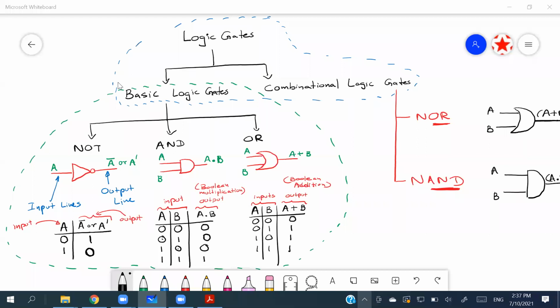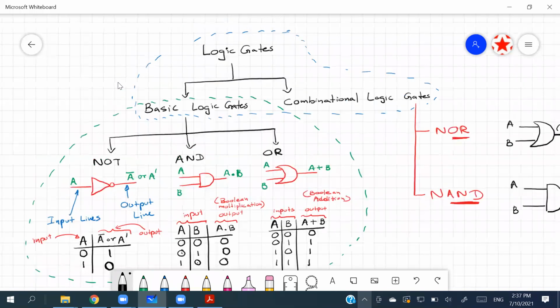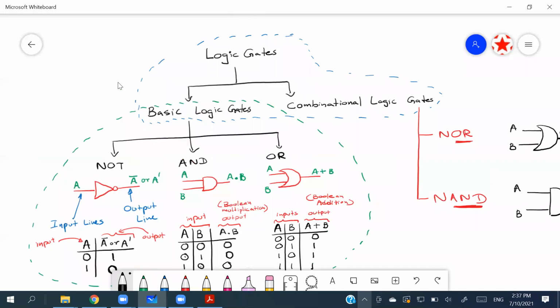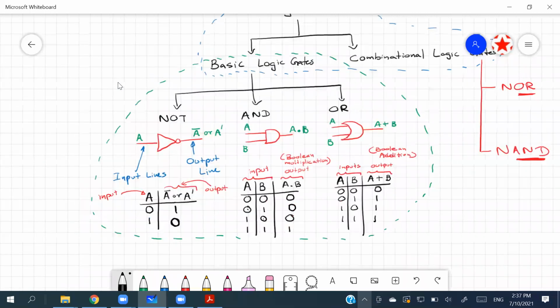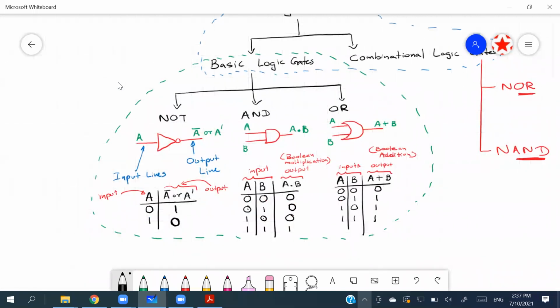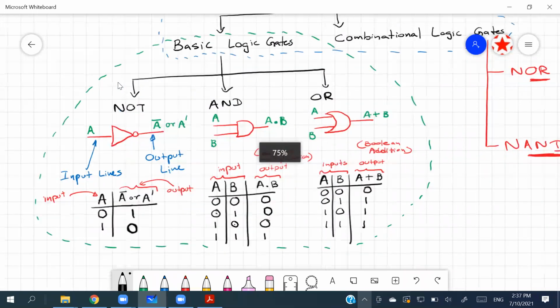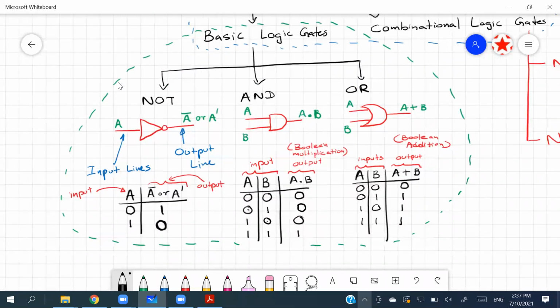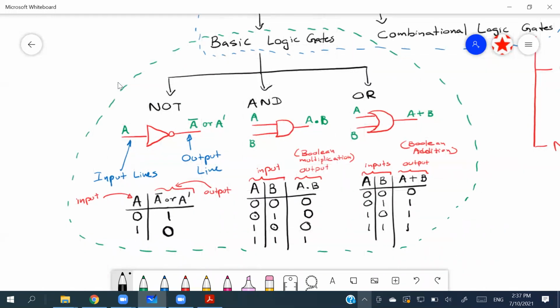All right, so these are the things we talked about regarding the fourth lesson, the logic gates. We get to know that logic gates have two parts, which are called the basic logic gates and the combinational logic gates. Regarding the basic logic gates, we learn about three major gates, which are the NOT gate, AND gate, and OR gate.